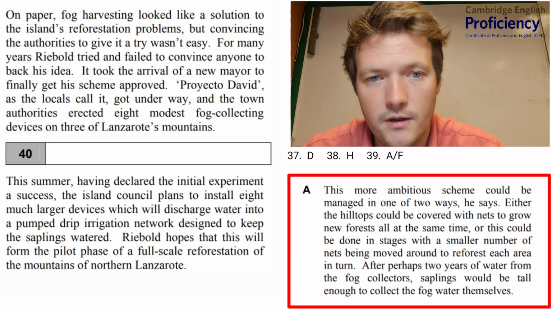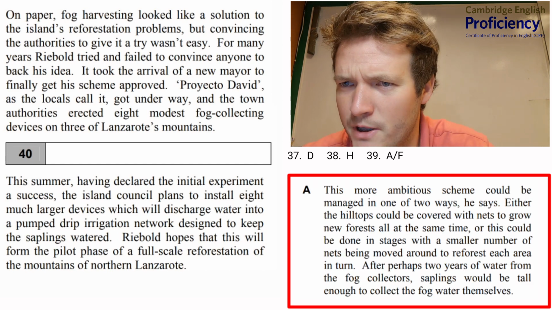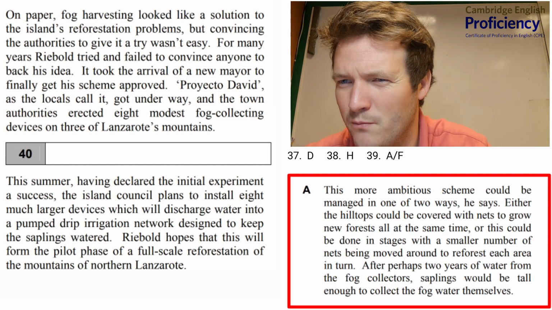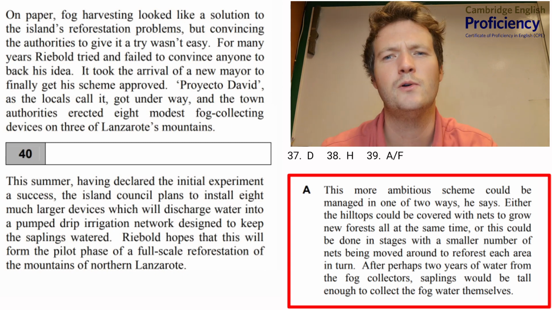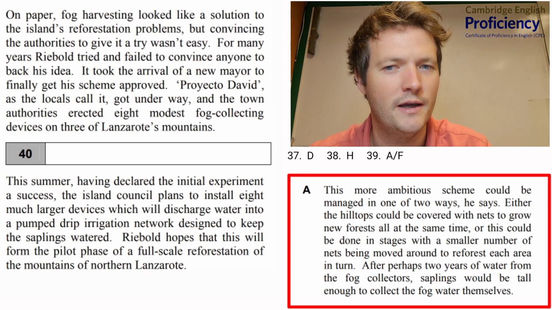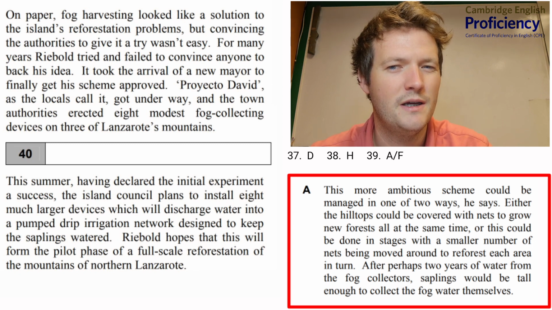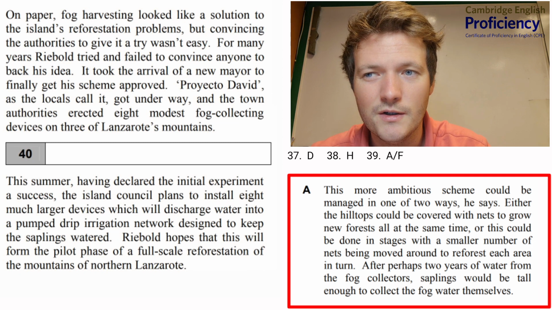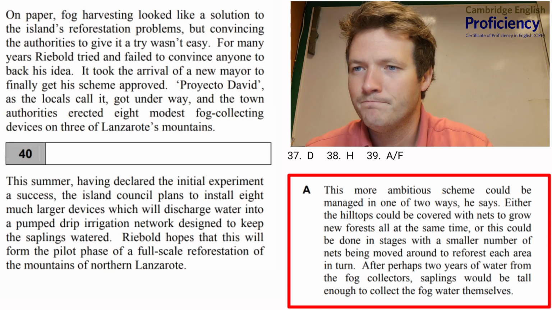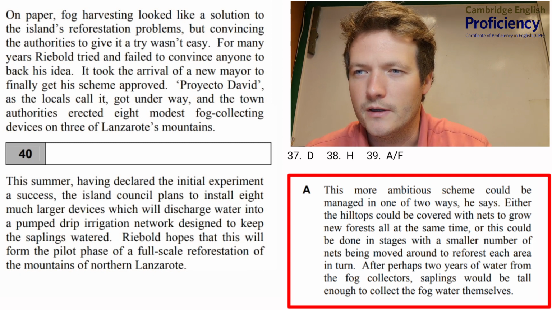Let's have a look in 40. This more ambitious scheme could be managed in 1 or 2 ways. I don't think this is more ambitious. It seems less ambitious because we've just called it a modest fog collecting. The authorities erected 8 modest fog collecting devices. Isn't modest and ambitious kind of contradictory? Yeah, I wouldn't say A could go there, I don't think.